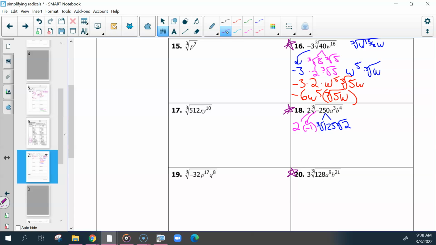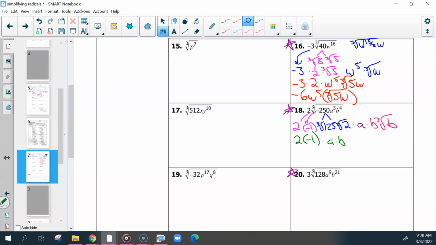Three goes into 3 how many times? Once, so that would be 1a. 3 goes into 4 how many times? 1. So that would be 1b with how many left over? 1. So there would be 1b on the inside. Now let's rearrange and start to simplify. So we have 2 times negative 1 times a times b on the outs.